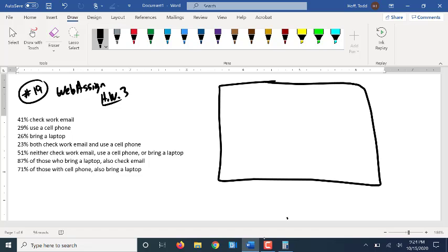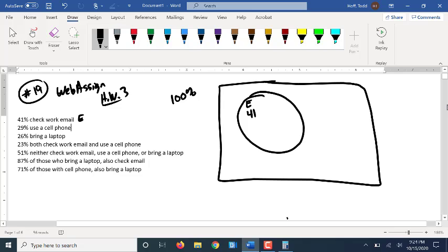This Venn diagram is going to represent 100% or 1 is the whole object. We have over this group, 41% check their work email while they're on this cruise. So this circle here is E for email. That's 41%. I'm just going to label it as 41 for now. 29% bring a cell phone. So this is my cell phone, that's 29%.